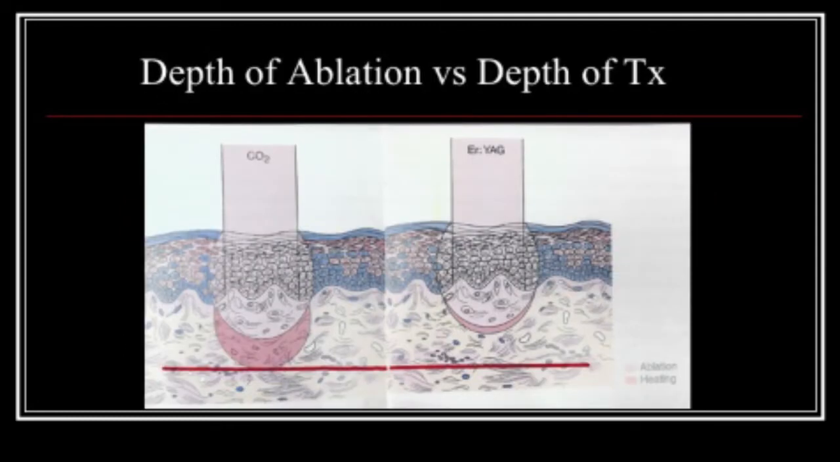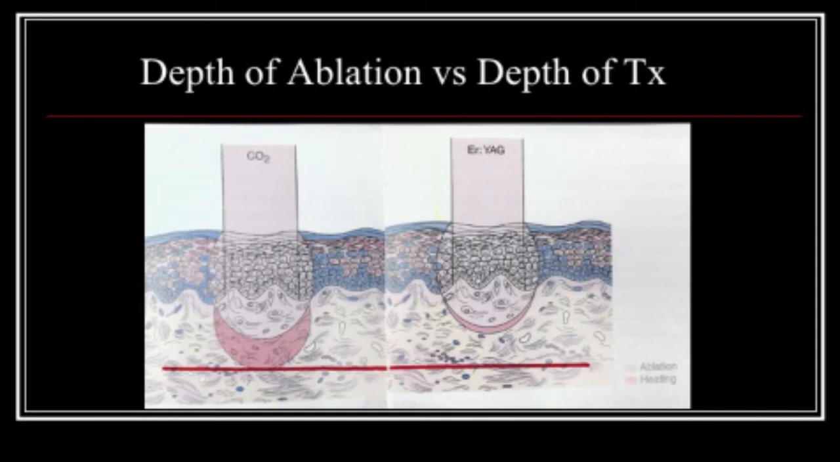This is the most important slide. This is from Dr. David Goldberg's book. This is the depth of ablation versus the depth of treatment. So when you do the CO2 treatment, you ablate this much tissue, and you're ablating the same amount of tissue with erbium, but with CO2 you're leaving this carbonized tissue behind, which is going to slough off in the next few days. So your depth of treatment is here, versus with erbium, it's superficial.